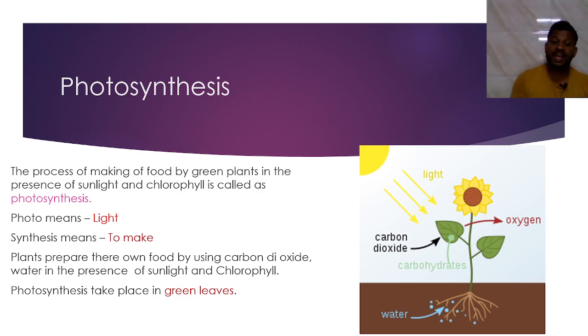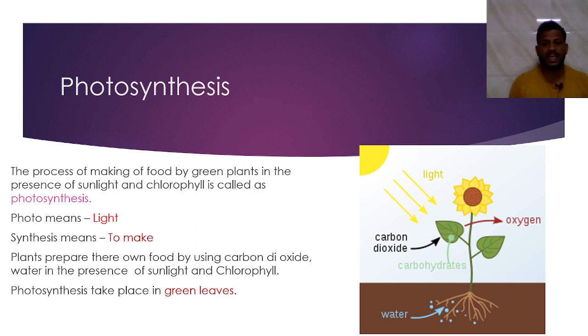The plant needs sunlight to prepare its own food. It needs chlorophyll. Plants need water. Plants need minerals. These are the components of the photosynthesis process. The components are sunlight, chlorophyll, minerals, water, carbon dioxide. These are all the components of the photosynthesis process.